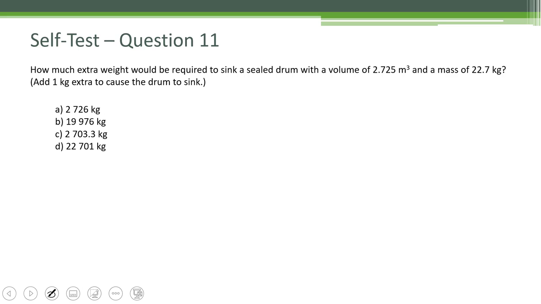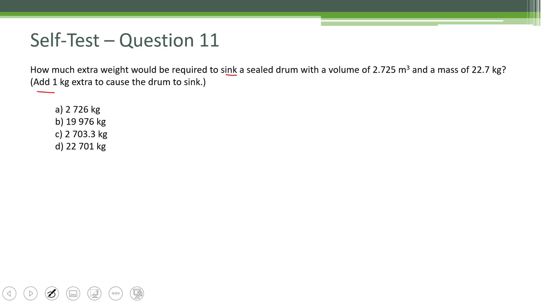Okay, and finally question 11. How much extra weight would be required to sink a sealed drum if it had a volume of 2.725 cubic meters and a mass of 22.7 kg? It tells us to add 1 kg just to make sure it sinks, because remember, if something's the same density as water, it'll just bob around in equilibrium. We want to make sure it sinks, so that's why we're going to add 1.